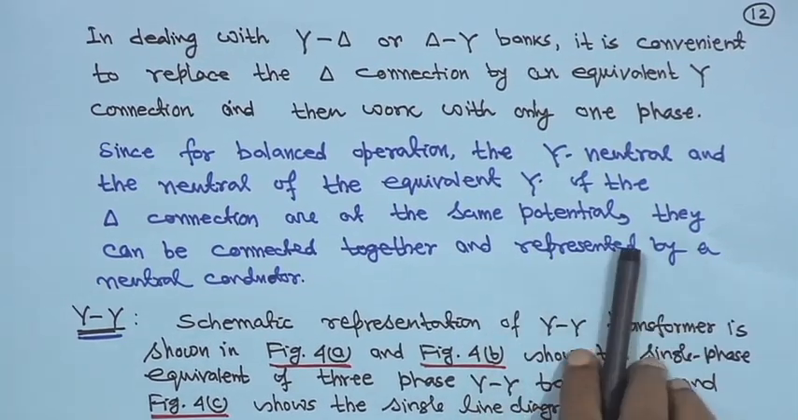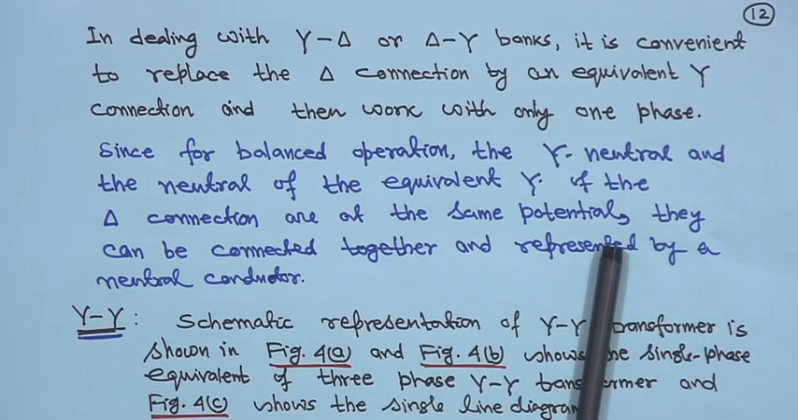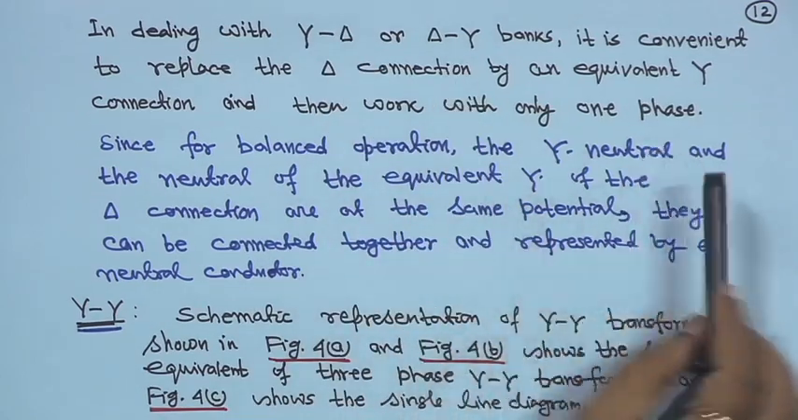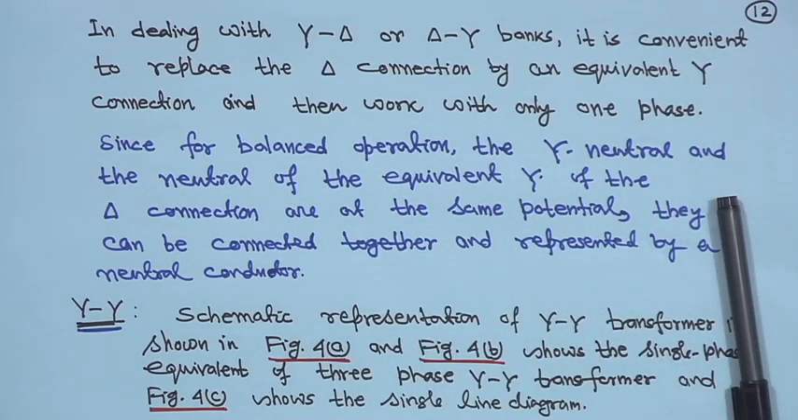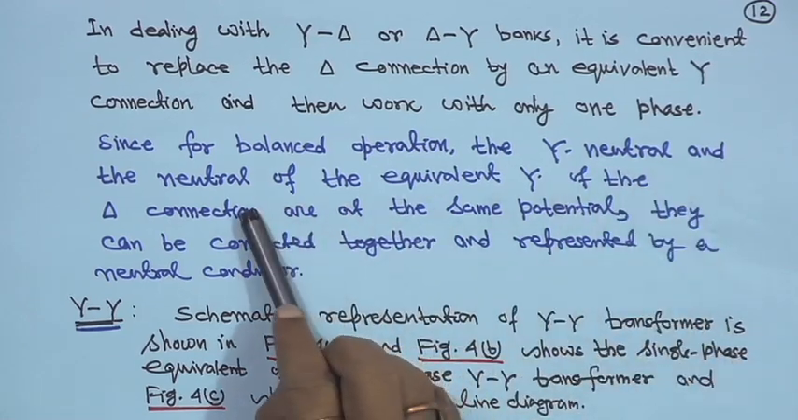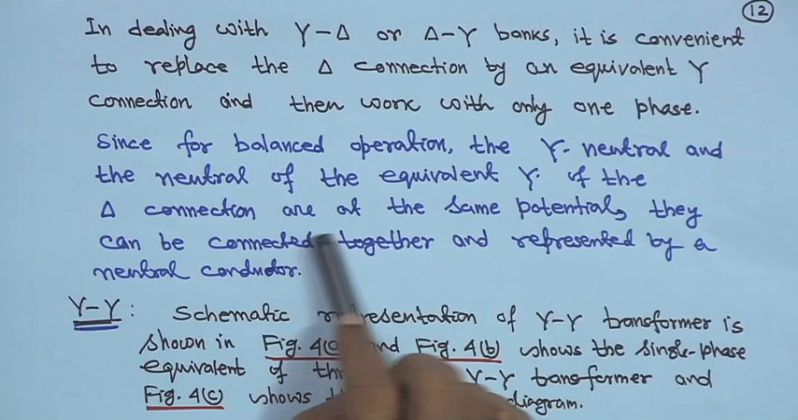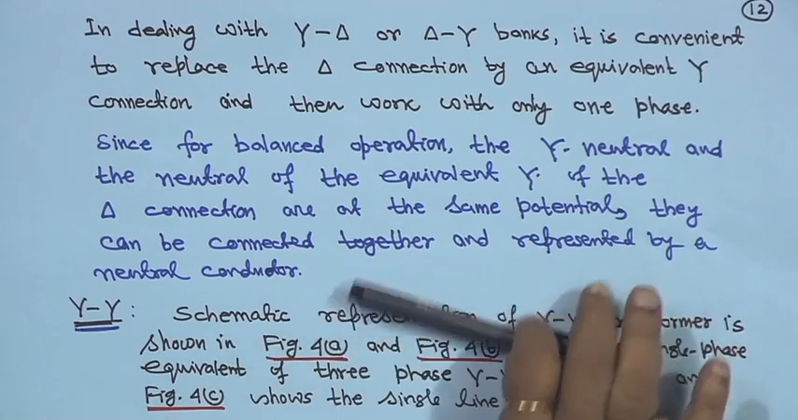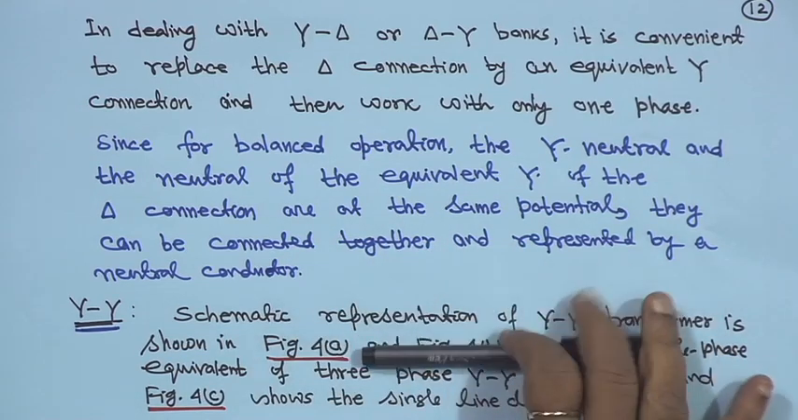Basically, in dealing with star delta or delta Y banks, it is convenient to replace the delta connection by an equivalent star connection. Later we will see that when it is a star delta transformer, the delta can be represented by an equivalent star connection, and then we will work only with one phase. Since for balanced operation, the star neutral and the neutral of the equivalent star of the delta connection are at the same potential, they can be connected together and represented by a neutral conductor.